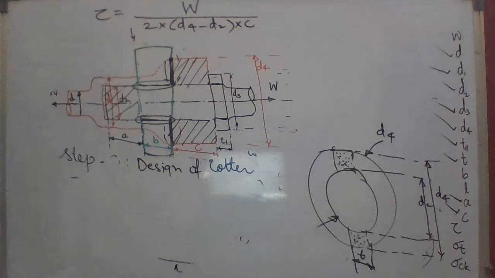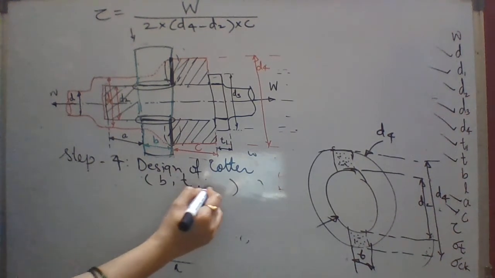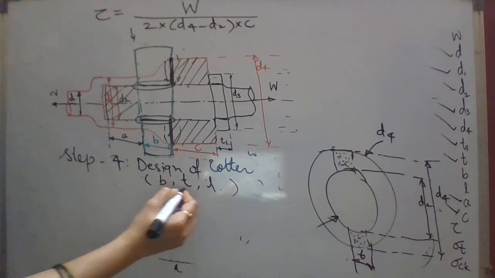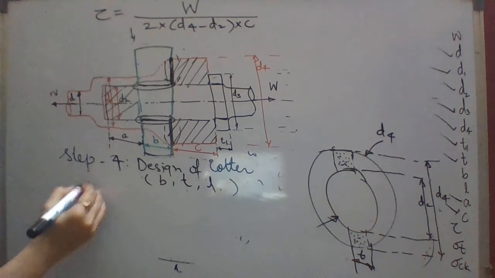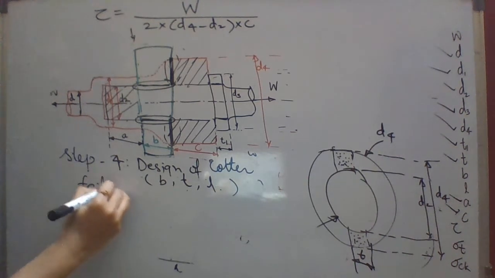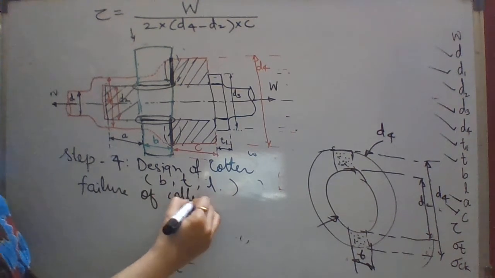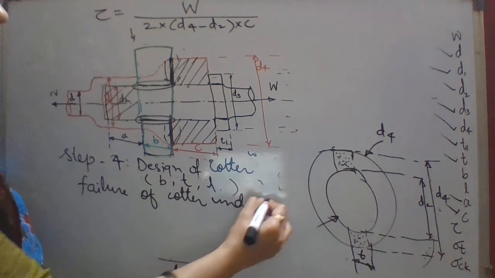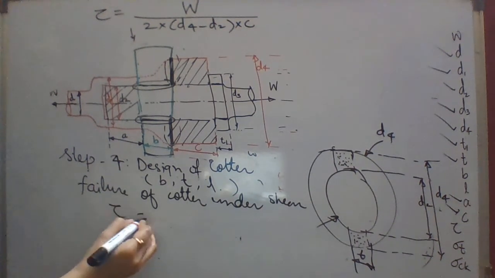So we will write the step number 4, डिजाइन ऑफ क्वार्टर। हमको कौन सा डायमेंशन निकालना है, B, T और L होता है इसमें, उसमें से T हम लोगों को मिल चुका है ऑलरेडी, हम D2 डिवाइड बाय 4 लिखते हैं। ओके, now we will consider the failure. इसमें एक ही फेलियर कंसीडर करने वाले, इसलिए A B C लिखने की जरूरत नहीं। Failure of quarter under shear, and that shear is double shear. So what we'll do, W upon A.